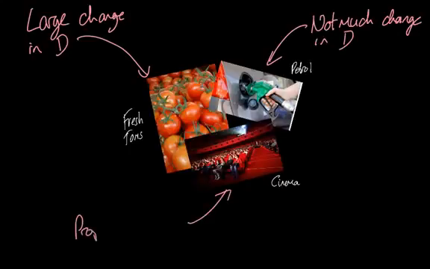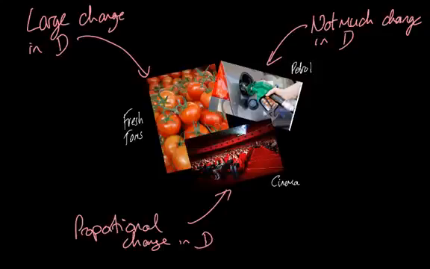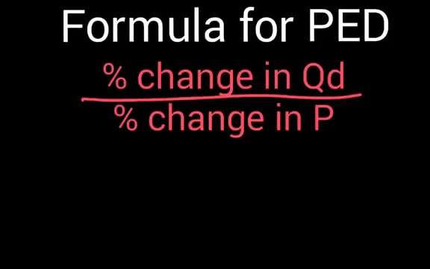Cinemas tend to have what we call a proportional change in demand. What this means is that the change in demand is roughly the same size as the change in price. So if prices rise by 10%, demand tends to fall away by 10%. So let's have a think about how we actually measure these in numerical terms.